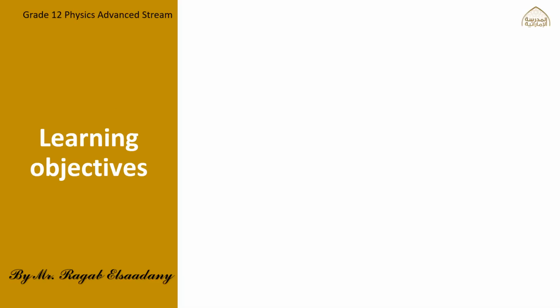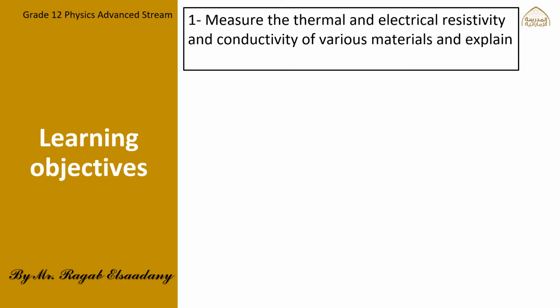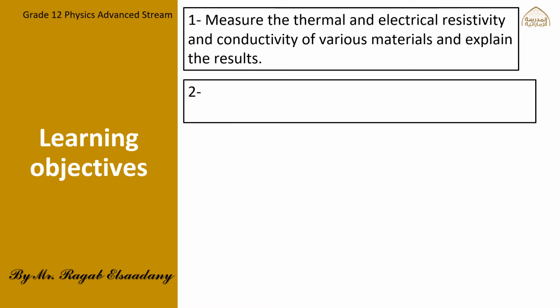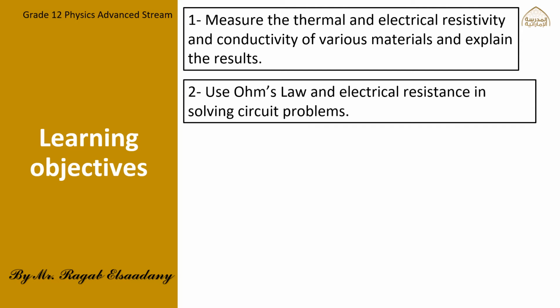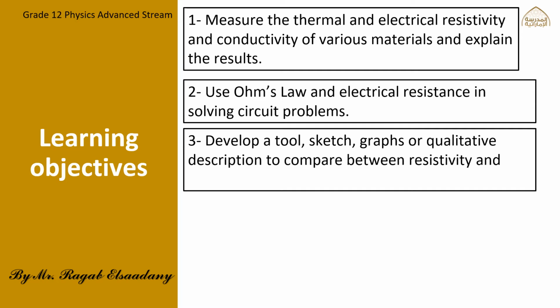Learning objectives. Measure the thermal and electrical resistivity and conductivity of various materials and explain the results. Use Ohm's law and electrical resistance in solving circuit problems. Develop a tool, sketch, graphs, or qualitative description to compare between resistivity and conductivity.